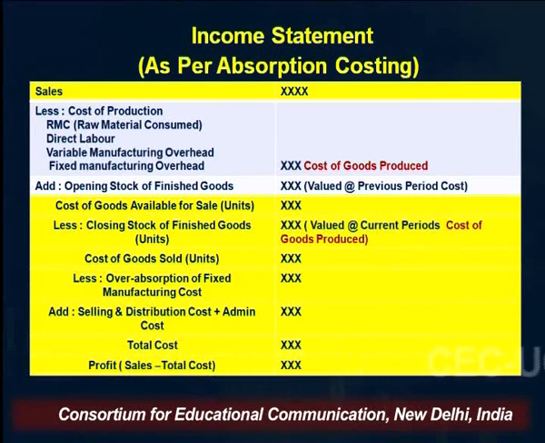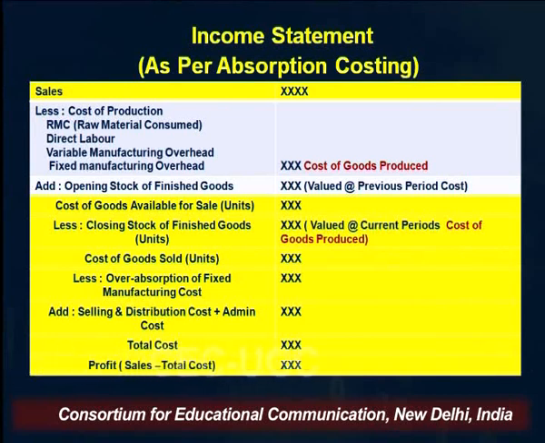After that, whatever cost you are getting, you have to add selling and distribution overheads and office and administration overheads to arrive at total cost, and here you get your profit. So this is the way, my dear students, this is the way we prepare income statement as per absorption costing.